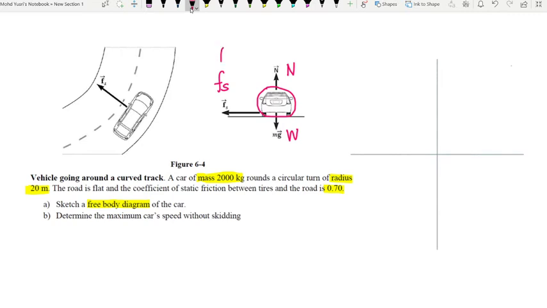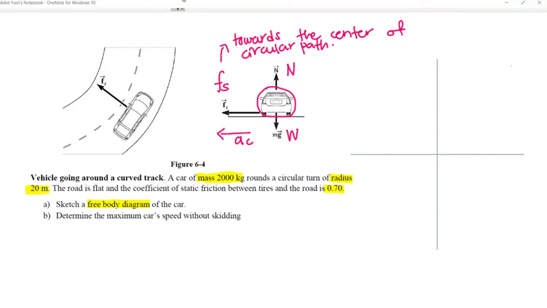Static frictional force, direction dia adalah towards the center of circular path. Maksudnya dia sama arah juga dengan centripetal acceleration. So, seterusnya mari kita lukiskan free body diagram.